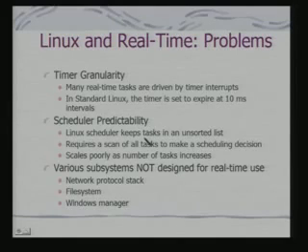Scheduler predictability: the scheduler keeps tasks in an unsorted list. So it requires a scan of all tasks to make a scheduling decision, so that has an overhead, and it will scale poorly as the number of tasks increases. If you have more real-time tasks, then obviously there will be a problem.